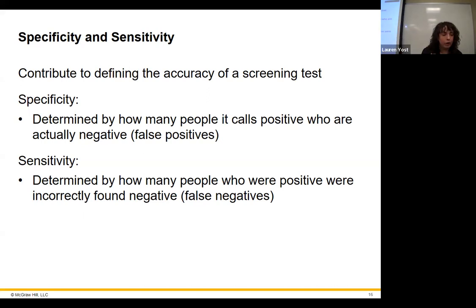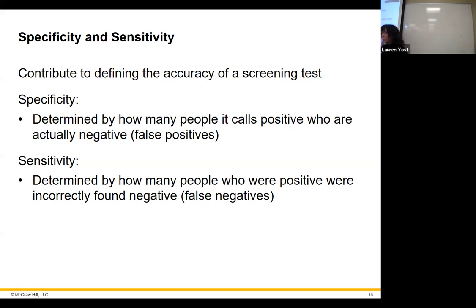Sensitivity is determined by how many people who were positive we called negative. Those are false negatives, okay? So you want sensitivity to reduce the false negatives because you want to pick up everybody who could possibly be positive. You want to pick up every single positive there is.